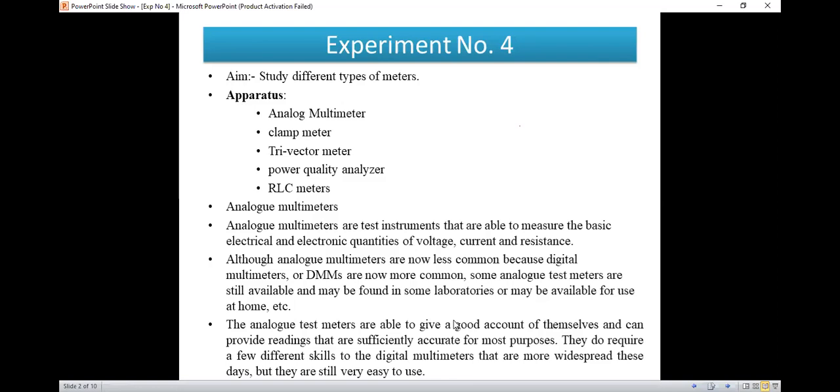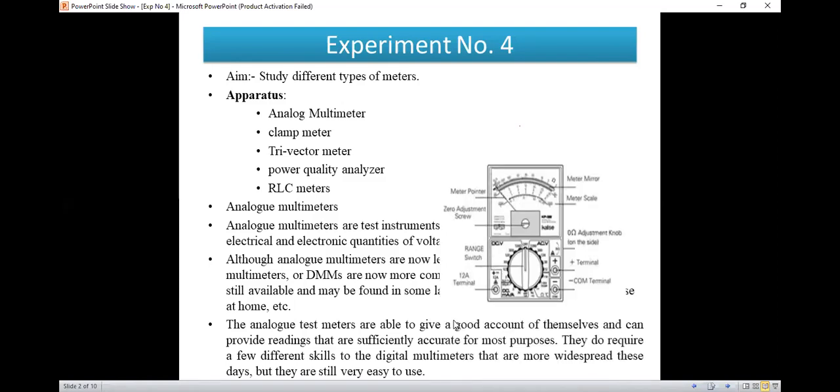In the case of an analog meter, we want to see the scale on that analog meter. We have to look at the scale on the analog meter. After seeing the division of each and every line, we calculate the division, and then we calculate the actual value of that measurement. So instead of using analog, we are going to digital.